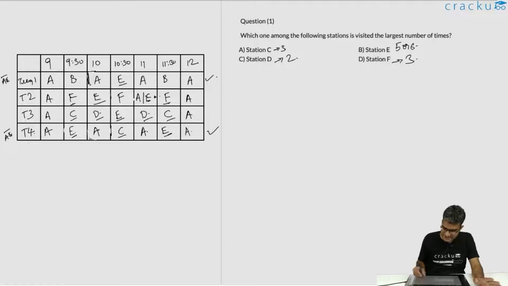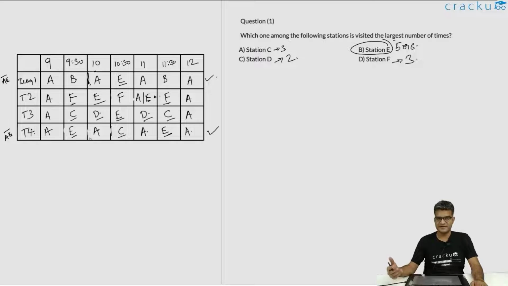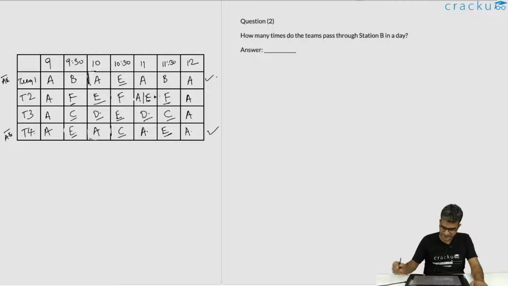So the possibility is that the correct answer is station E. It is visited either 5 or 6 times, clearly the maximum number of times. How many times do the teams pass through station B in a day? Station B is passed once, twice, 2 times.